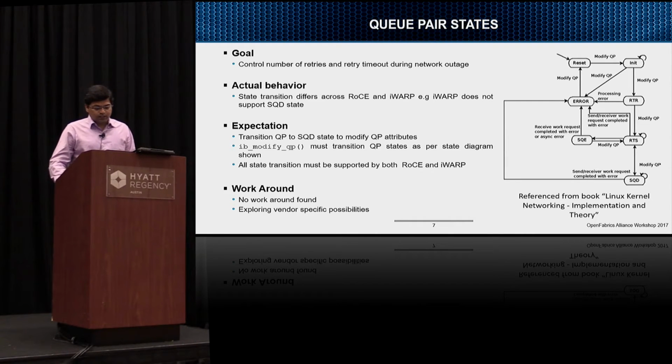Our expectation is that the IB modify QP API must transition the QPair states as per the diagram shown there on the right. And all state transitions must be supported irrespective of whether it is RoCE or iWARP. We couldn't find any workaround using the kernel iWARP to handle this problem, so currently we are working with some vendor-specific method to be able to control the timeouts.